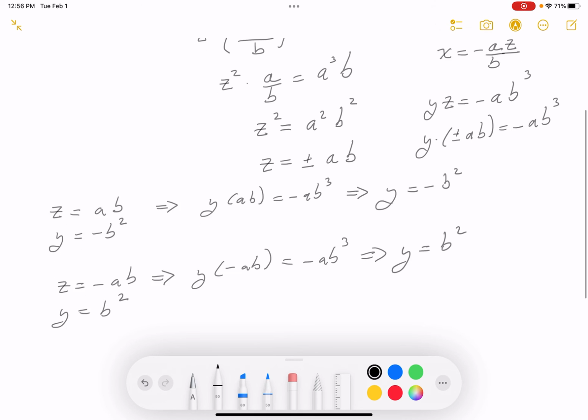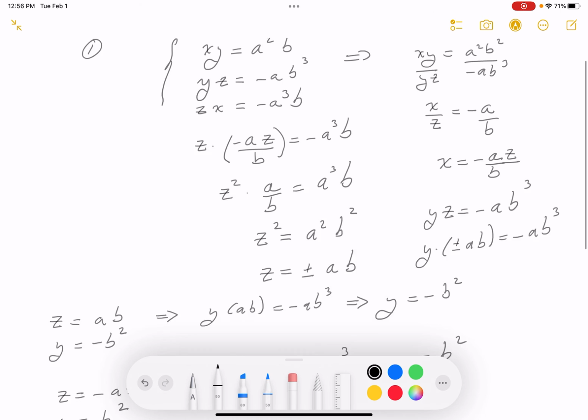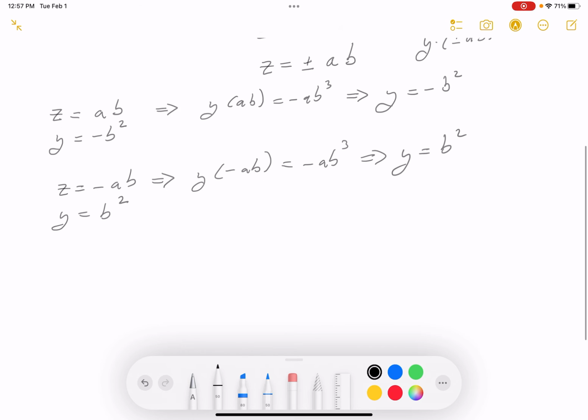All right, so what I have are really two different answers, but I've got to get the x. And this one, how are you going to do that? Well, I'm going to use this one over here now, and that's xy equals a squared b squared. So let me write this down. xy equals a squared b squared. All right, so what am I going to do? I guess I've got to plug in to get the x.